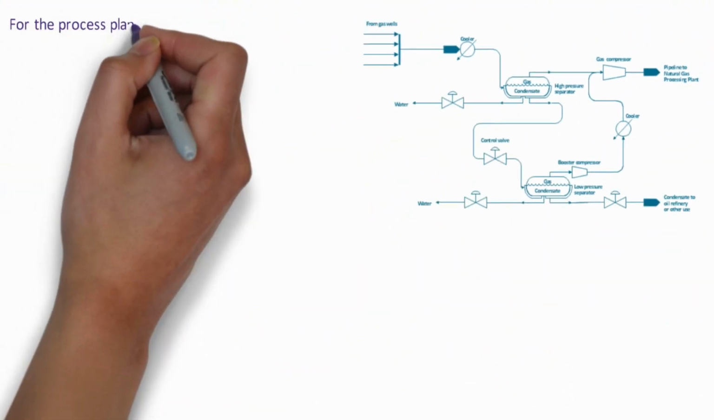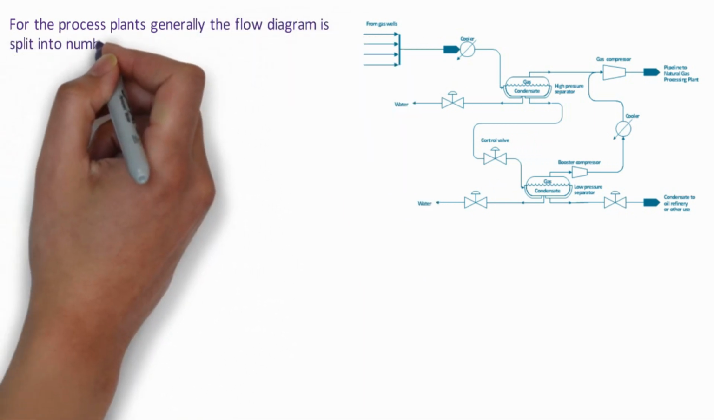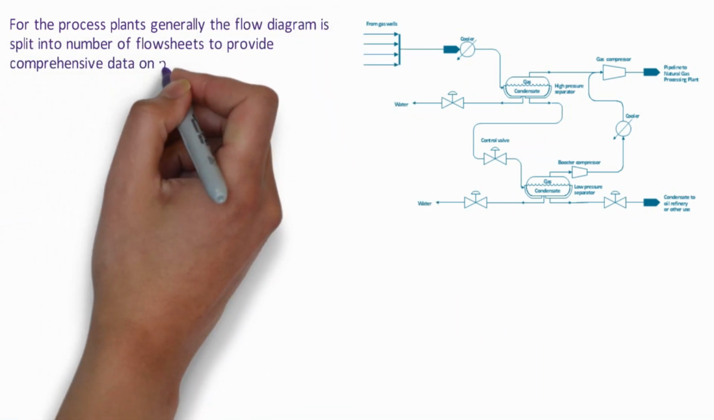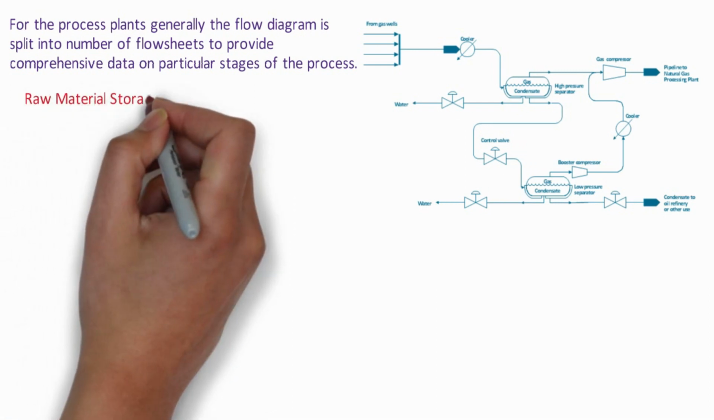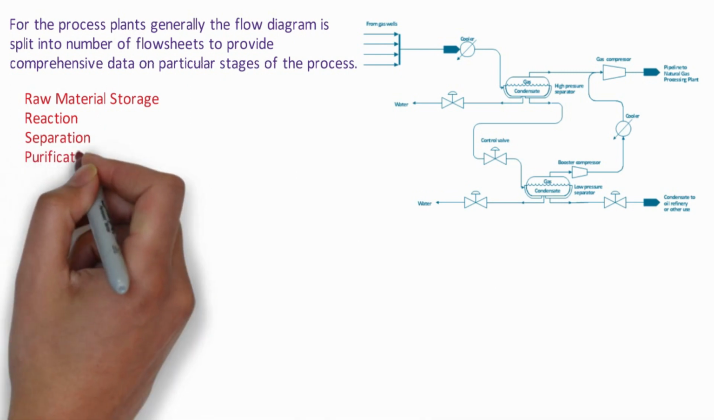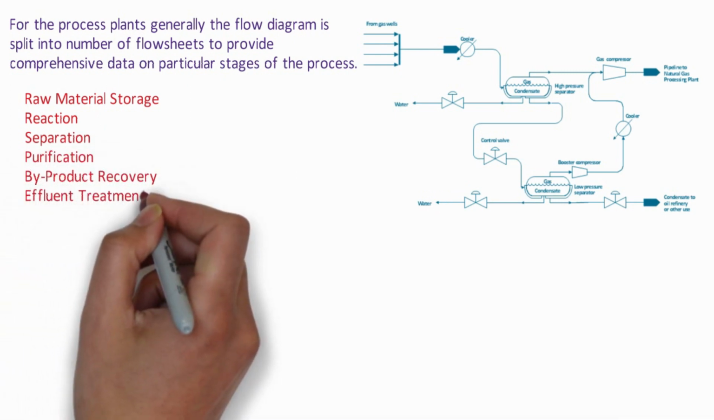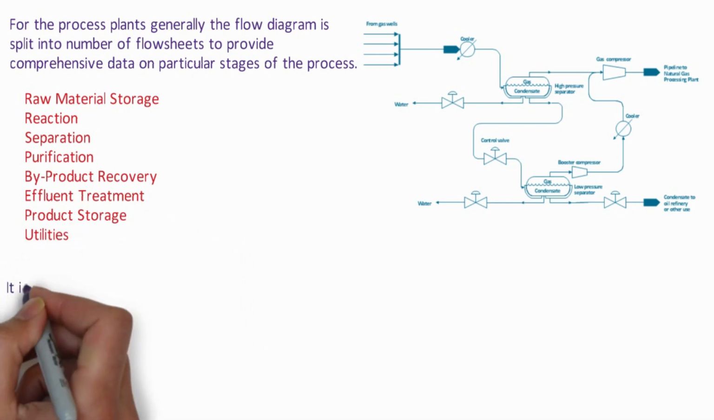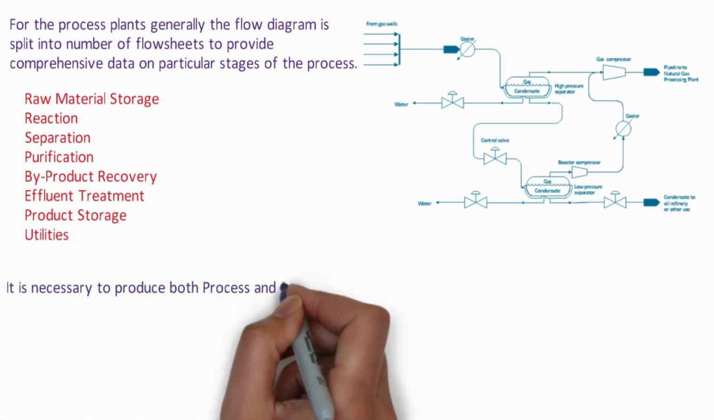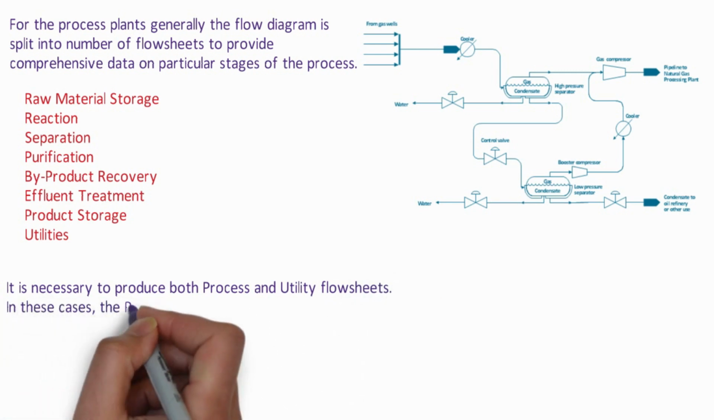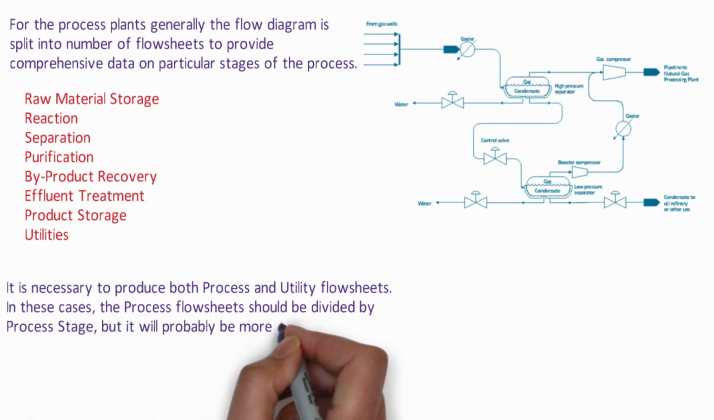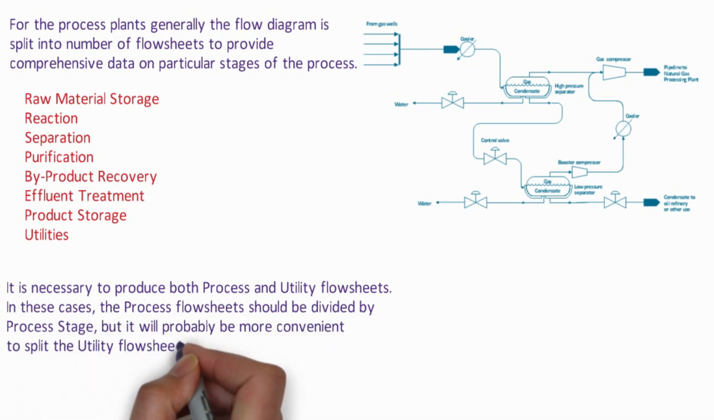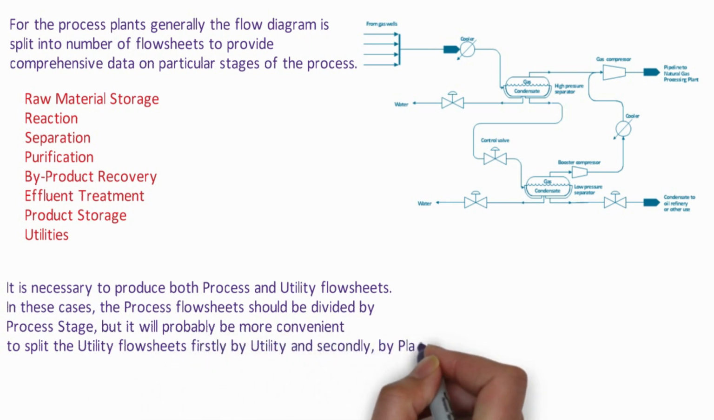For process plants, generally the flow sheet is split into a number of flow sheets to provide comprehensive data on different stages of the process. For example, a number of flow sheets may be produced for the following stages: raw material storage, reaction, separation, purification, byproduct recovery, effluent treatment, product storage, and utilities. In the process plant, it is often necessary to produce both process and utility flow sheets. In these cases, the process flow sheet should be divided by process stage as above, but it will probably be more convenient to split the utility flow sheets firstly by utility and secondly by plant area.